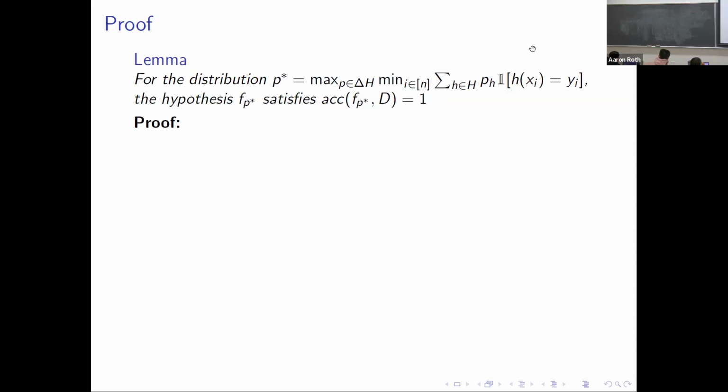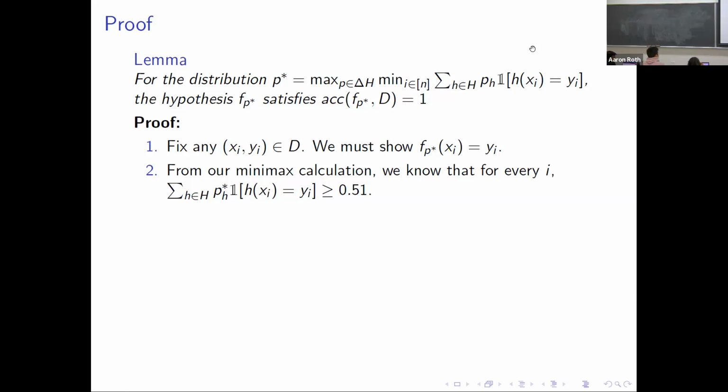Okay. So the claim is, if we take the distribution P star, that is the max-min equilibrium strategy for the learner in this zero-sum game, and then we compute the classifier that takes this weighted majority vote, it's got perfect accuracy. Okay, how come? Well, let's fix any data point. We need to show that this weighted majority vote classifier predicts the label correctly.